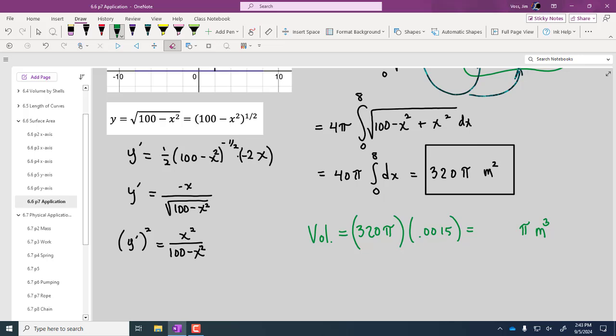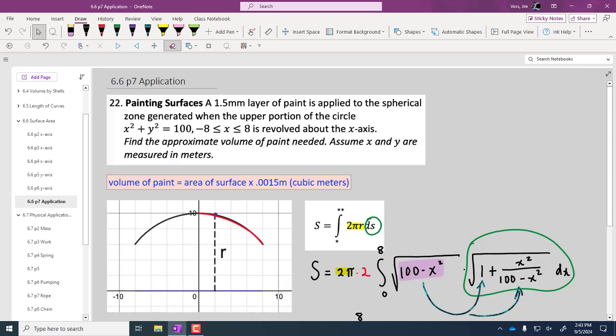Where did the decimal 0.0015 come from again? That's the thickness of the paint. So that's given, up there. We have 1.5 millimeters. We have to convert it to meters, so we move the decimal.